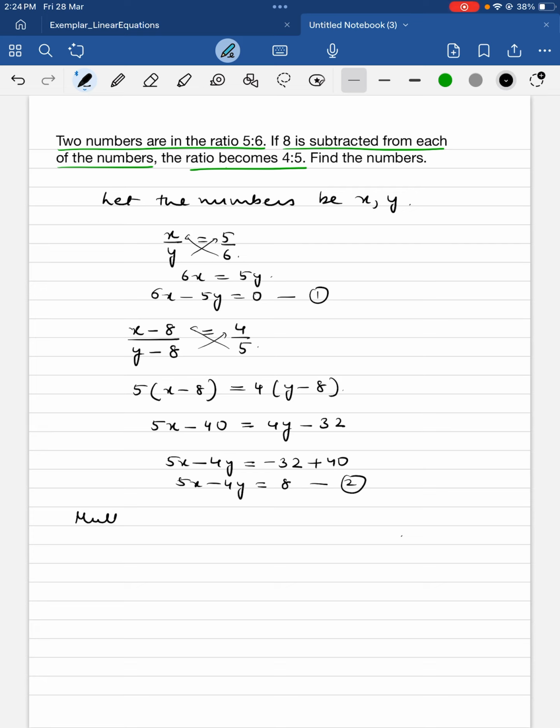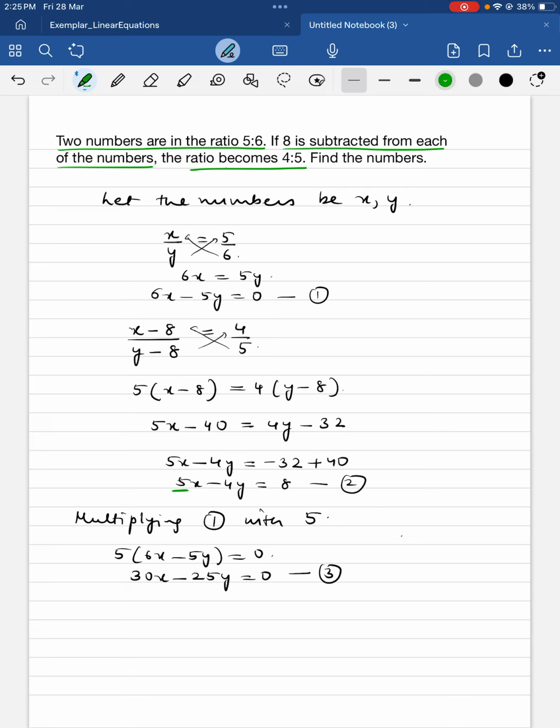If you're trying to eliminate the variable x, you can multiply the first equation with the coefficient of x in the second equation, which is 5. So I'll multiply the first equation, multiplying equation 1 with 5. That would give me 5 into 6x minus 5y equal to 0. So that is 30x minus 25y equal to 0. Let me number that as my third equation.